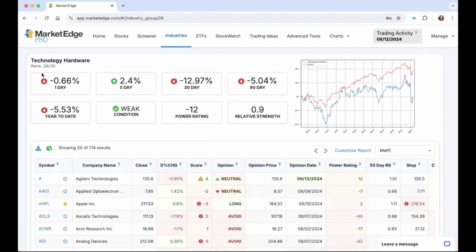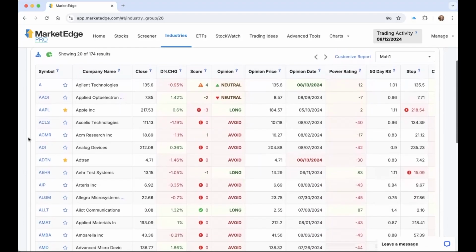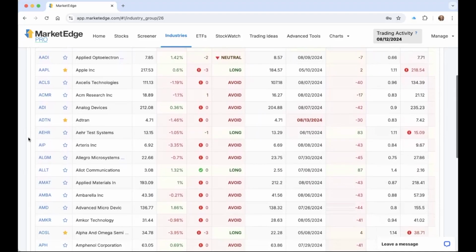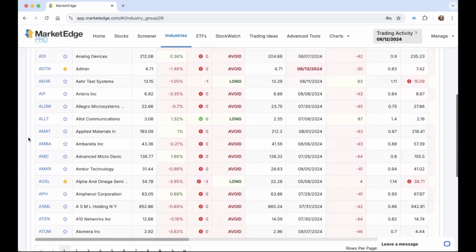So Axon is kind of an unusually high performing stock within a somewhat low ranked industry compared to our other industries. Rank, just FYI, is based off of a combination of relative strength and the 30-day performance of the stocks in that industry over the last 30 days. If you wanted to see what the other stocks in the technology hardware industry are, you could just scroll down and there they are, all of them, in a normal table as you see everywhere else within Market Edge.